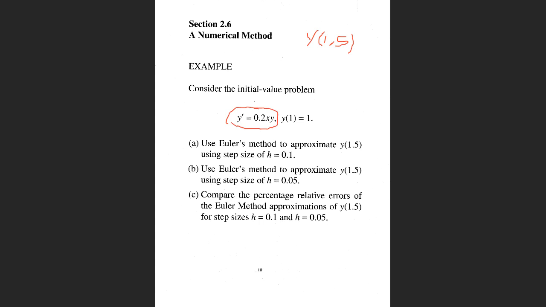So technically, we don't need to use Euler's method to find an approximate solution for y of 1.5, because we can get the exact solution. We can solve this explicitly. That's right, Michael. We can get the exact answer. And what I want to do for this problem is actually get the exact answer, because we're going to need it to help us with part C. So, may I move forward here?